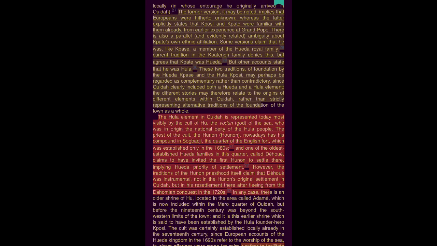Alright. The former version, it may be noted, implies that Europeans were hitherto unknown, whereas the latter explicitly states that Kapasi and Kapati were familiar with them already from earlier experience at Grand Popo. There is also a parallel and evidently related ambiguity about Kapti's own ethnic affiliation. Some versions claim that he was, like Kapsi, a member of the Whydah royal family. Current tradition in the Katipian family denies this, but agrees that Kapti was Whydah. But other accounts state that he was Hula.